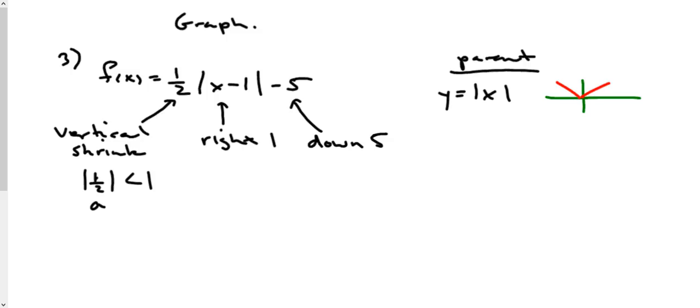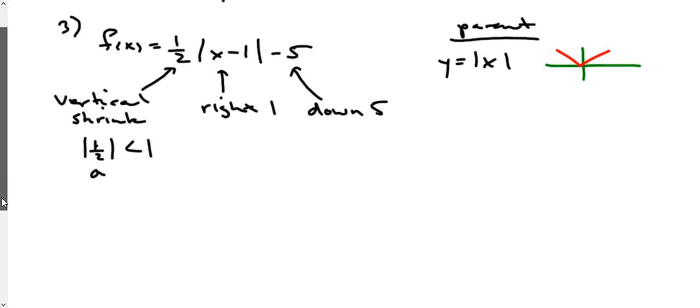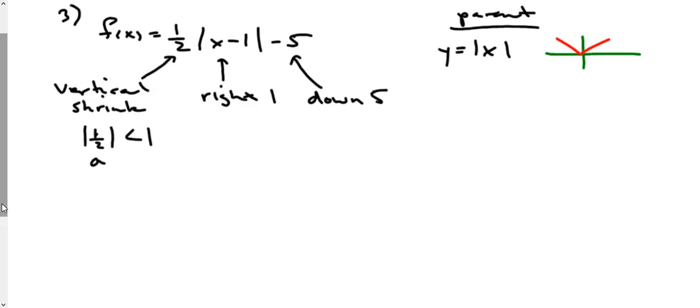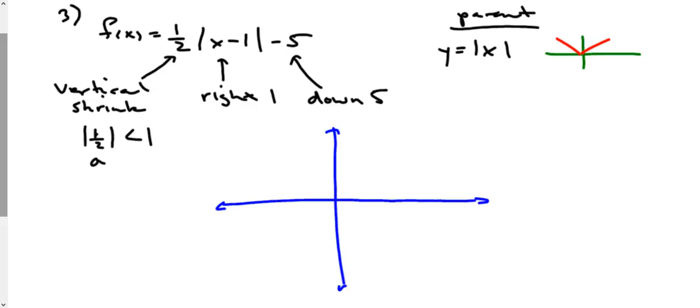With all these transformations, we can now graph our absolute value function. We're going to sketch this graph. The first thing we're going to do, once we identify the transformation, is find the vertex. Where did the vertex move to? The vertex starts at (0, 0), but is now shifted to the right 1, and then we're going to move down 5: 1, 2, 3, 4, 5.